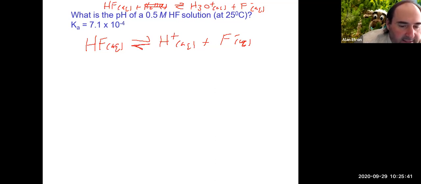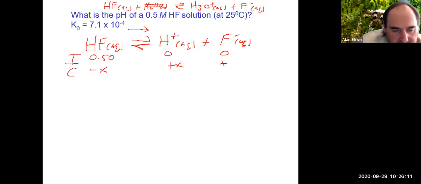We're going to do our ICE table, and in this case, we're given just 0.50, 0, and 0. So just like before, if you're not given anything on the product side, it's safe to assume that it's 0. And also safe to assume in that case that the reaction is heading in that direction towards the products. And that means that our change would be minus X, plus X, and plus X in this particular case.